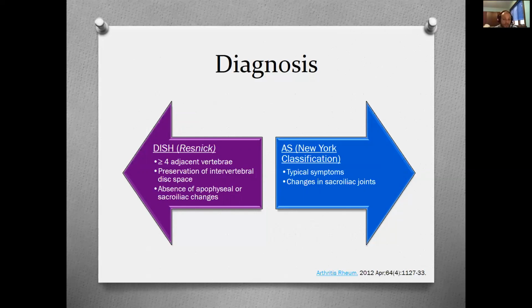Now, when diagnosing ankylosing spondylitis, typically it's going to be similar to DISH. We're going to have the same symptoms and things like that. But really the change is that there's going to be changes in the sacroiliac joint. Now, does that necessarily mean it's AS? No, it could be one of those other conditions that I had mentioned. But likely that's going to be the differentiating criteria to differentiate DISH from ankylosing spondylitis.